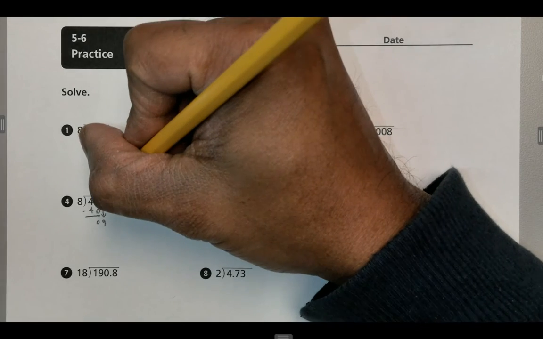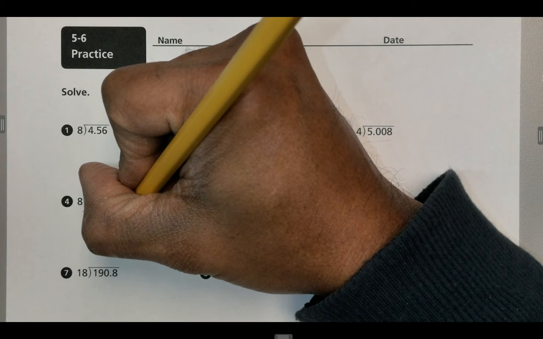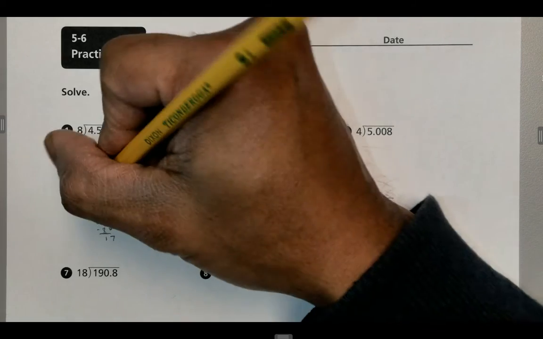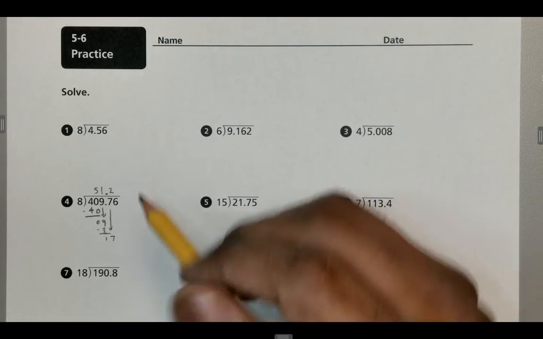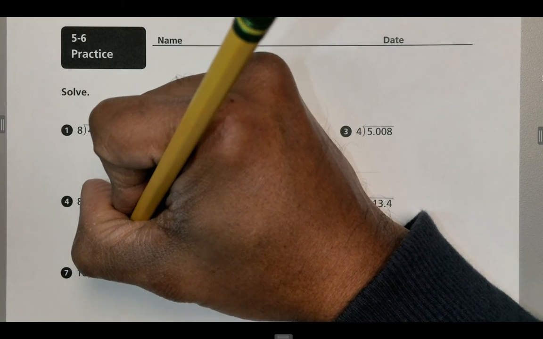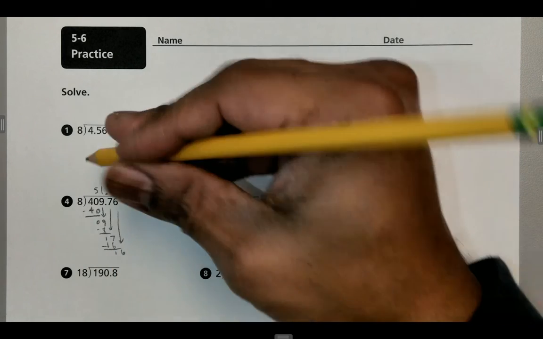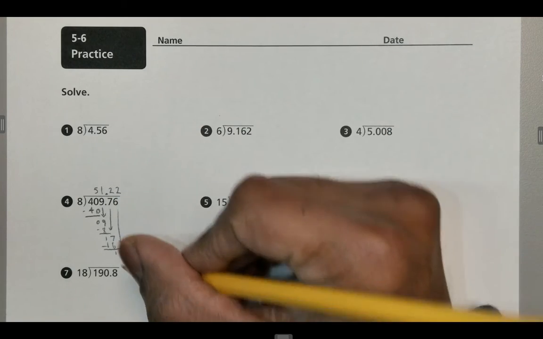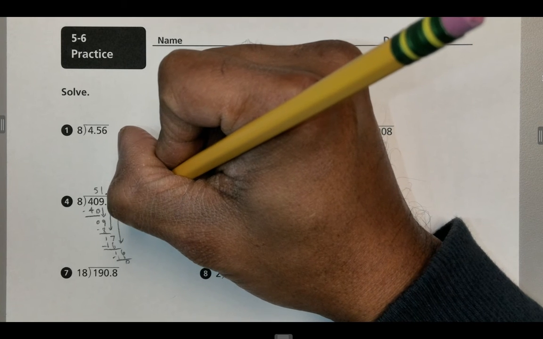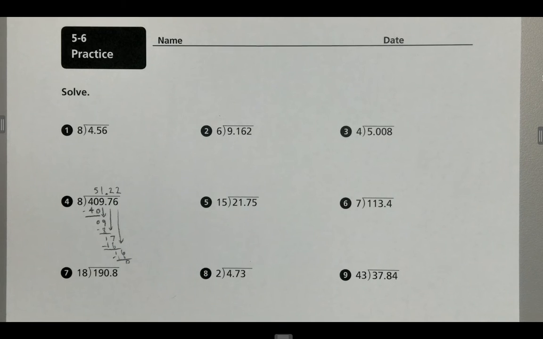8 goes into 9 one time. Bring down. 8 goes into 17 2 times. Multiply. 8 times 2. Bring down. I'm starting to run out of space here, but we're almost done. 8 goes into 16 twice. And that's going to be clean. 8 times 2 is 16. Subtract that out. Nothing left to bring down. Nothing left over. I have my answer, 51 2200ths.